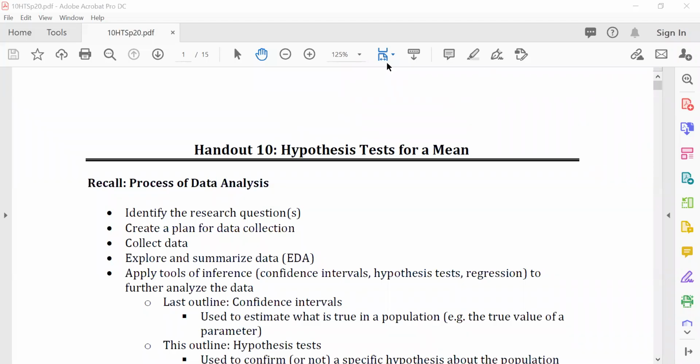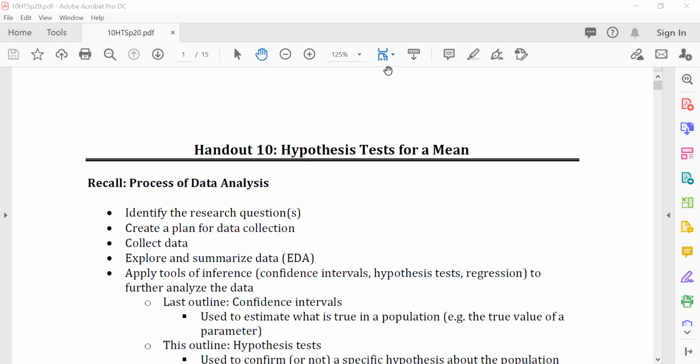Okay, so starting from today, we are going to talk about the next handout, hypothesis test for mean. This is a very important topic in statistics. So I hope you guys could really pay attention to it and understand it well.